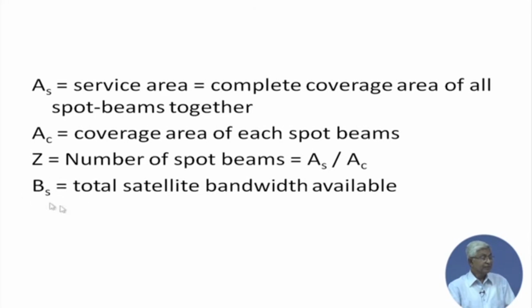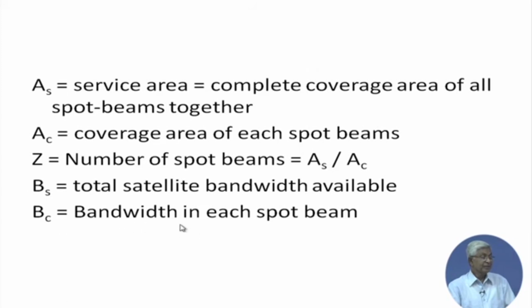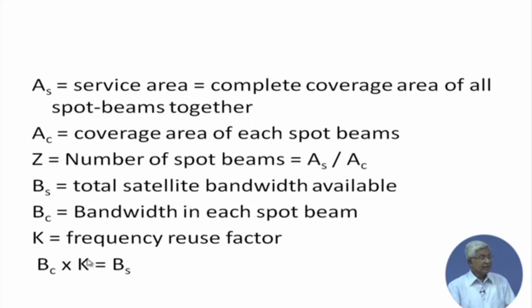Now how that can be used: BC is the bandwidth in each spot beam, and K is the frequency reuse factor, in this case 7, in the earlier slide what we have shown. So K times BC will be our BS, or the other way, satellite total bandwidth is given by K times BC. So as K goes up, your frequency reuse is less.